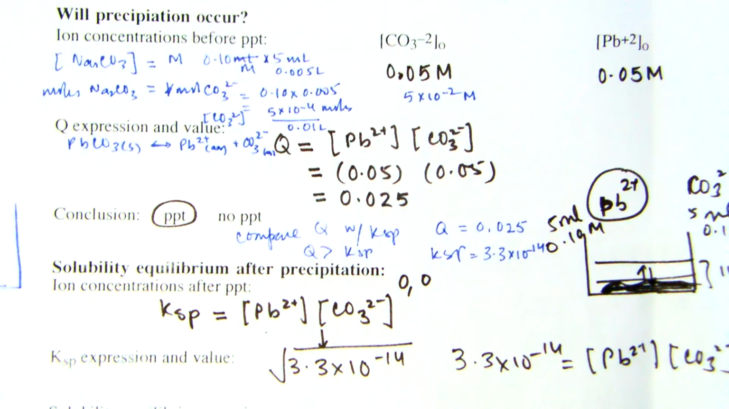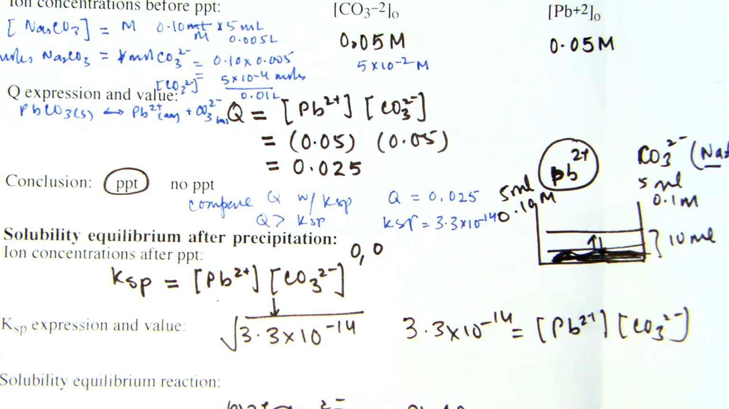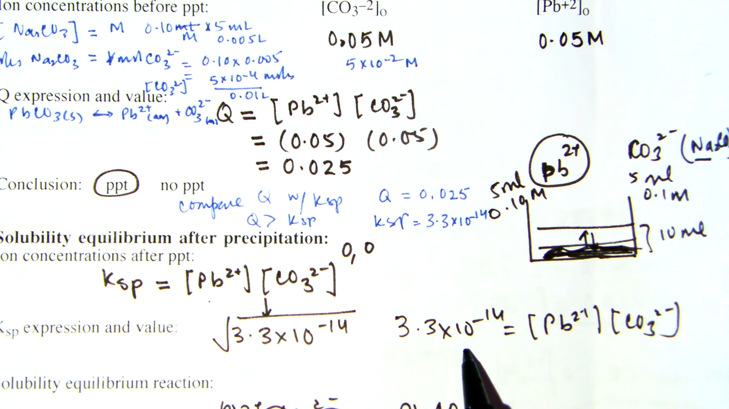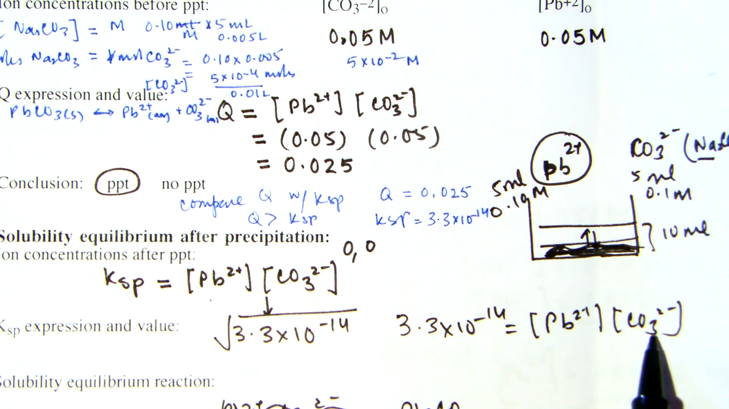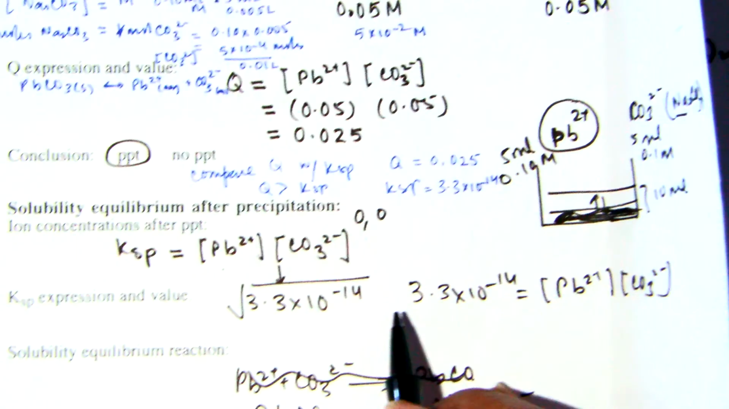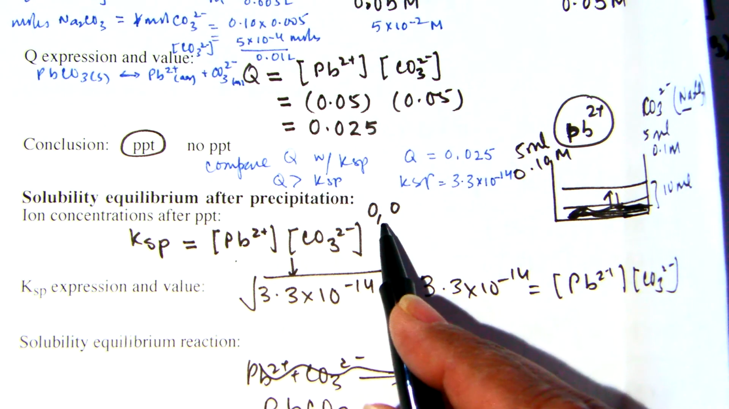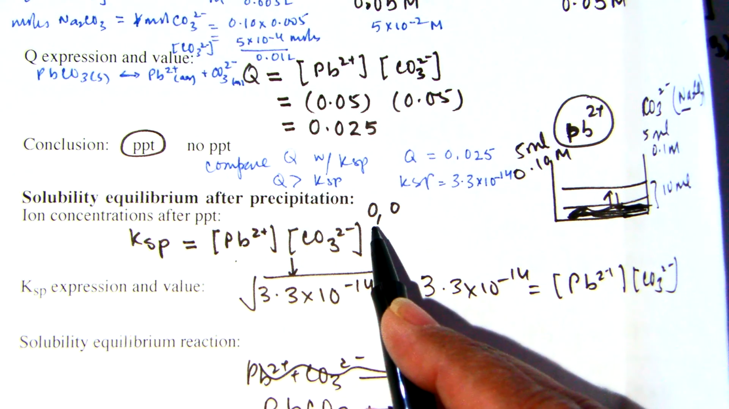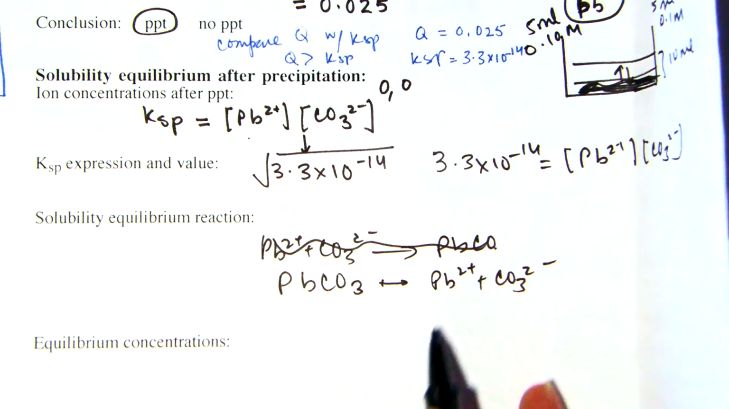The ion concentration after precipitation will be determined by lead and carbonate ion from the Ksp expression. So you take the square root of 3.3 times 10 power negative 14 and you'll get the lead ion concentration and carbonate, right? Immediately after precipitation you will have no lead, no carbonate, because that has gone into the precipitate. But in a while, once the equilibrium is established, the square root of this worth of lead and carbonate will be formed. And when they ask you for equilibrium concentrations, you will write that value.